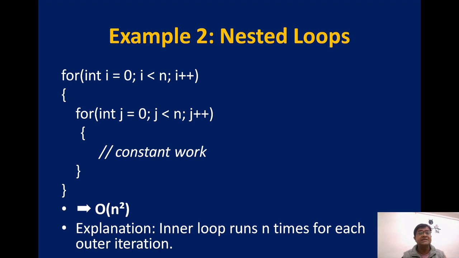The next example is nested loops. You have two for loops. The first one is the outer loop and the second one is the inner loop. For i equal to 0, i is less than n, i plus plus, and for the second loop, j equal to 0, j is less than n, j plus plus. Some constant work is being done there. So the time complexity here is O of n square. The explanation is that for each outer iteration, the inner loop runs n times.